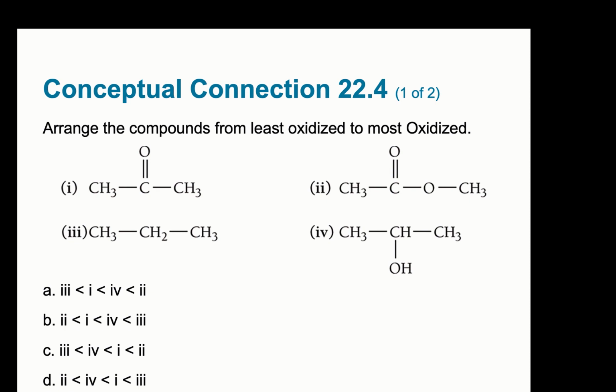So, if you count the number of hydrogens, isopropanol has an oxygen, but also has a hydrogen attached to it, whereas acetone there does not have the hydrogen, so that's more oxidized. So 3, then 4, then 1, and then 2. This is the one that's the most oxidized. It has the most oxygens. So in this case, it's an ester, but it could be also a carboxylic acid.